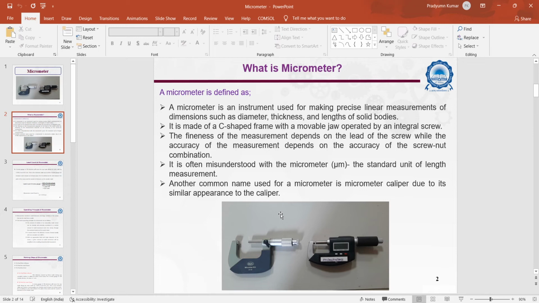It is often confused with the micrometer, the standard unit of length measurement. Another common name used for a micrometer is micrometer caliper, due to its similar appearance to the caliper. The figure generally shows the image of a micrometer.